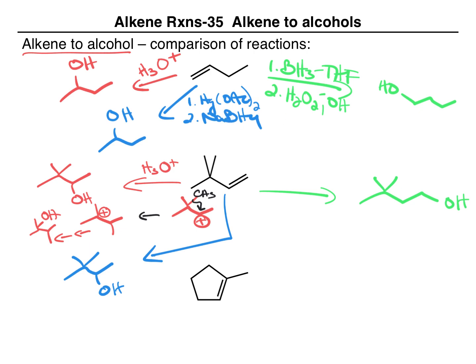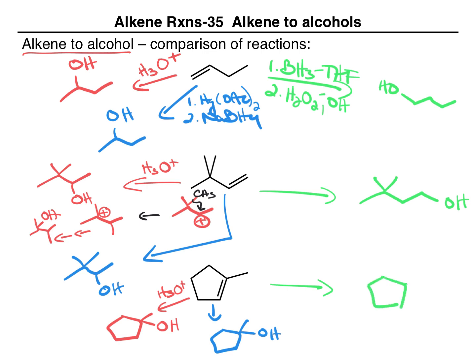Now for our third example, if we carry out acid-catalyzed hydration, we are going to get Markovnikov addition, giving us this product. If we do oxymercuration-demercuration, we are going to get the same product. And if we carry out hydroboration-oxidation, we are going to get this product plus its enantiomer.